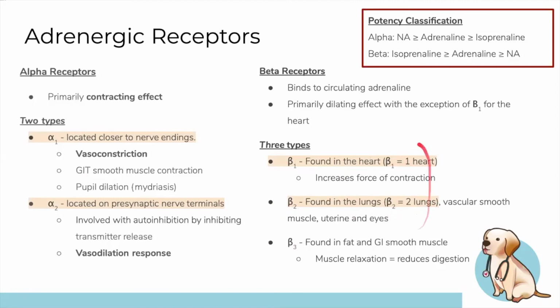And this is going to have a dilatory effect in the lungs or increase the force of contraction in the heart. As for beta 3, just know it does the rest of the stuff, all the other relaxation stuff.